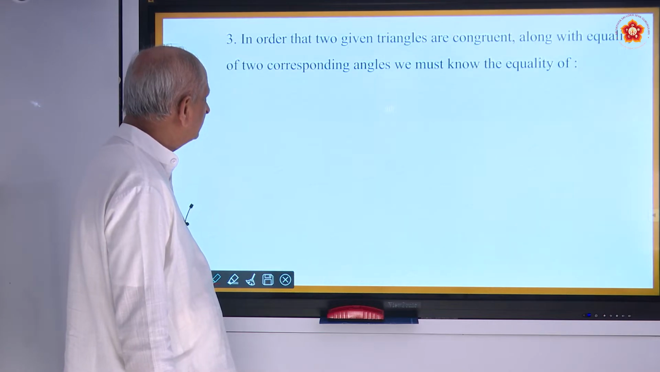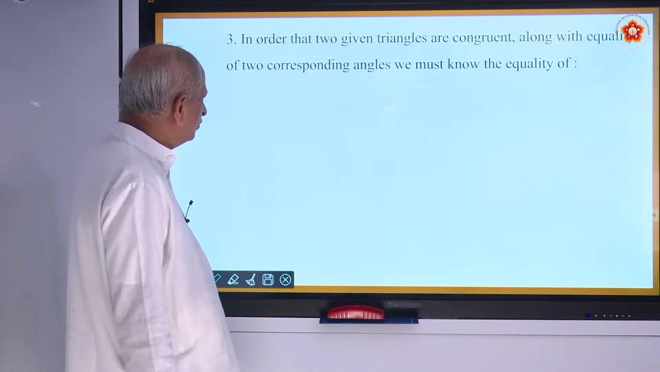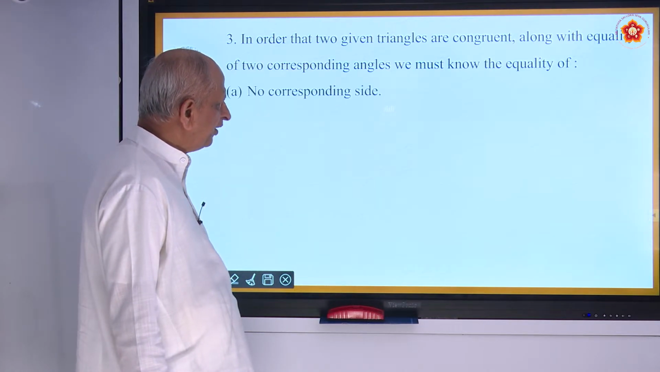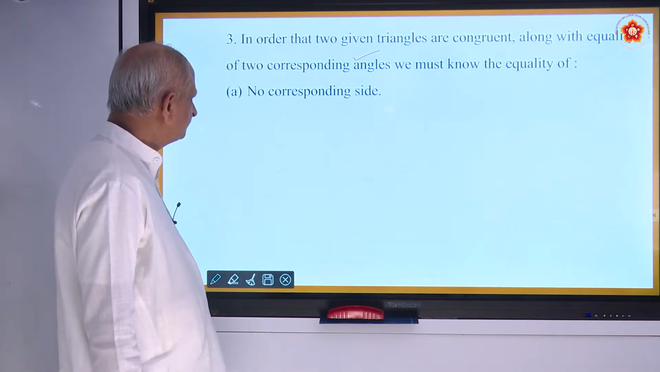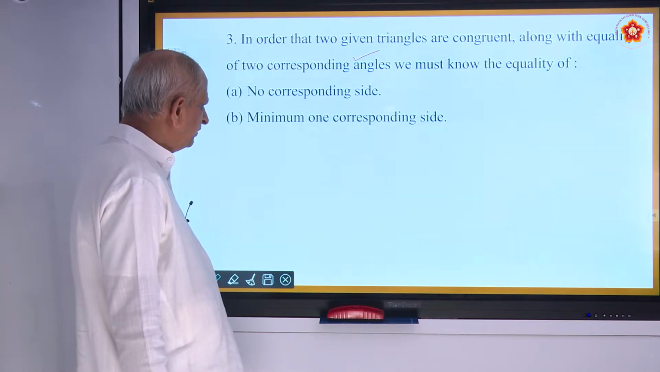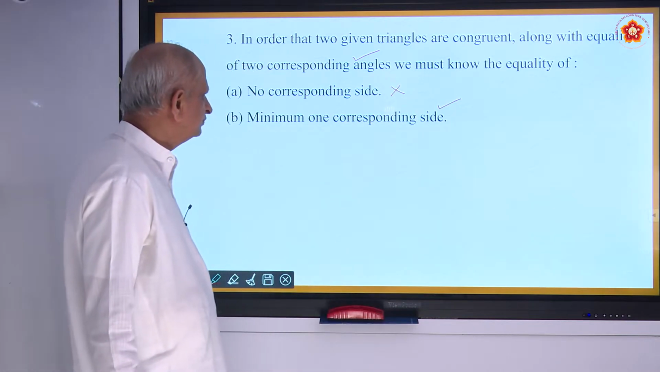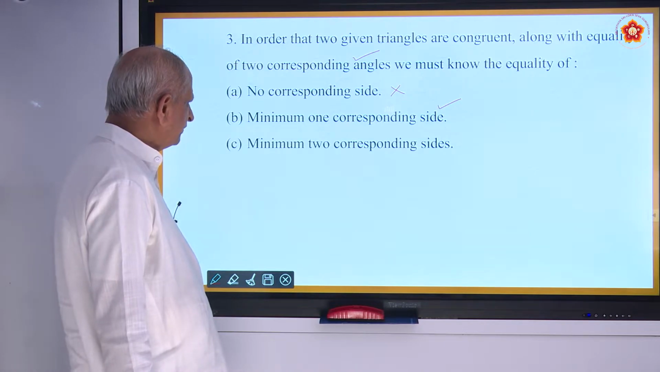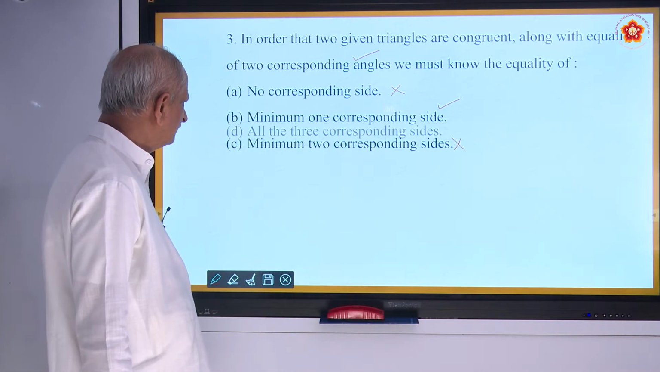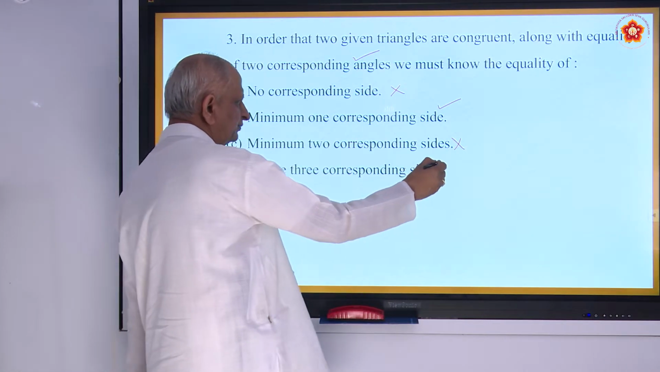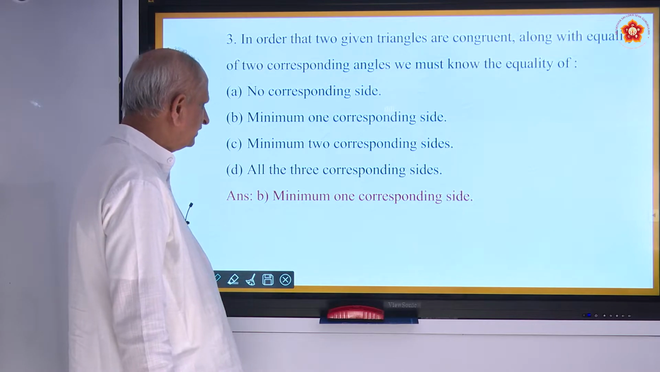Now coming to the third question. In order that two given triangles are congruent, along with equality of two corresponding angles, we must know the equality of... So two angles are equal. What else do you want? No corresponding side. Minimum one corresponding side. So this is the answer. Minimum two corresponding sides? Two angles are given already. All the three corresponding sides? So the answer is minimum one corresponding side.